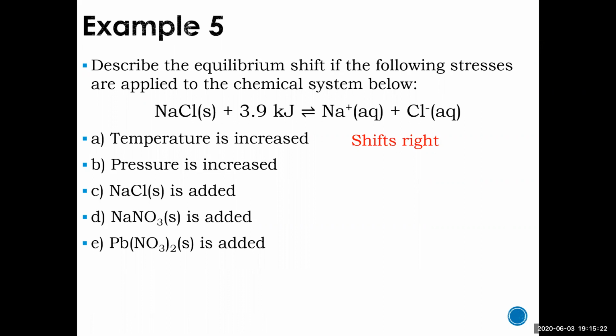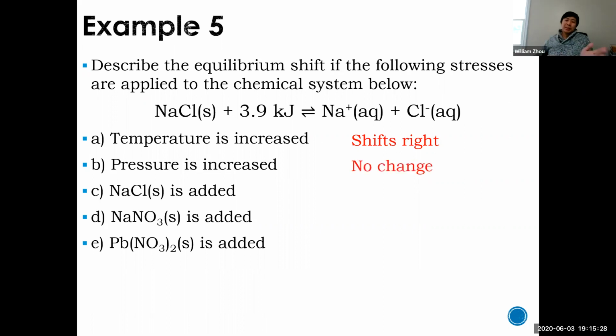I think no change, because there's no gas in it. Yes, thank you. That's why I'm giving you the 1,000 dong. No change because there's no gas. Pressure always affects gas only. If you don't have a gas, a solid will not be affected by pressure. Does that make sense? So nobody's a gas here, no change.